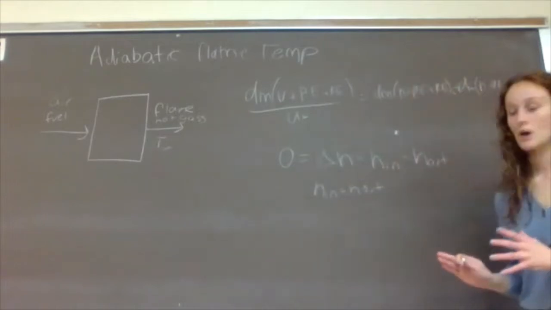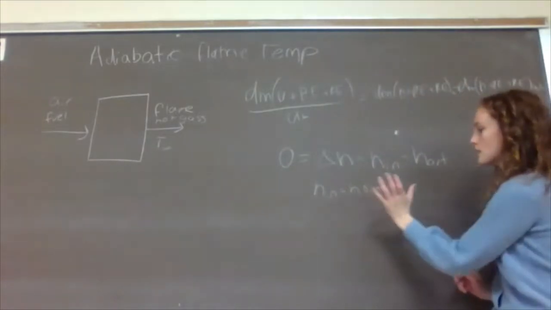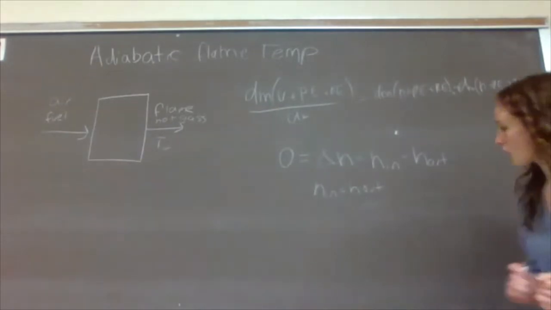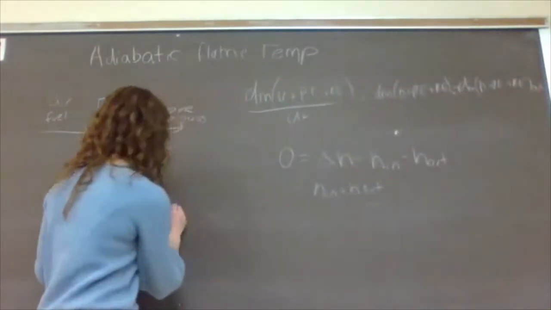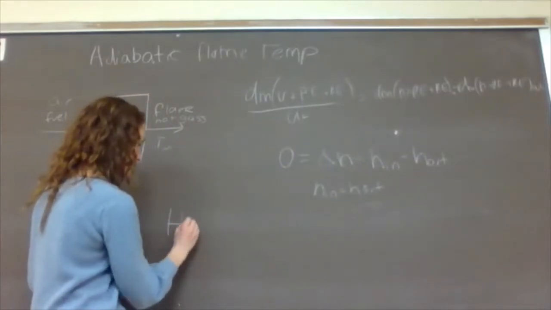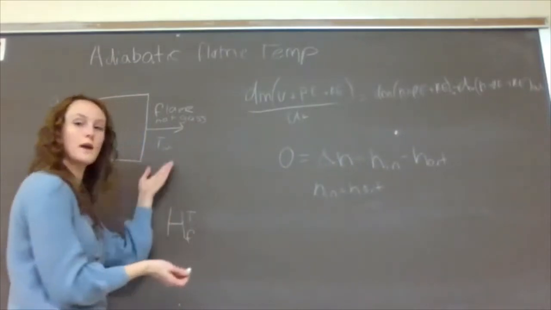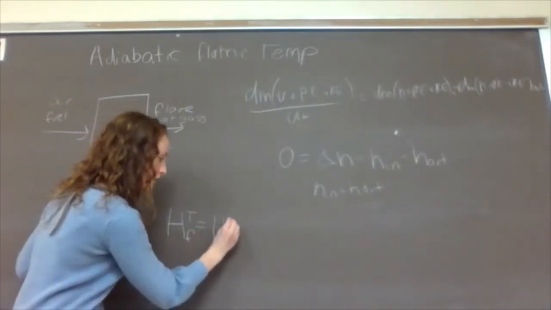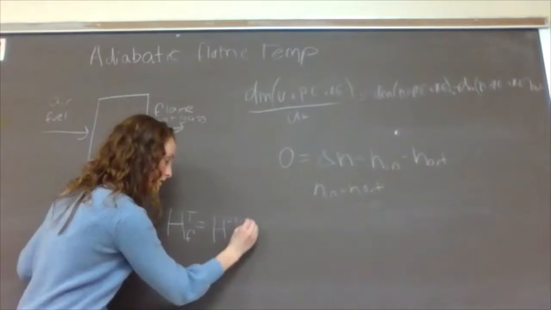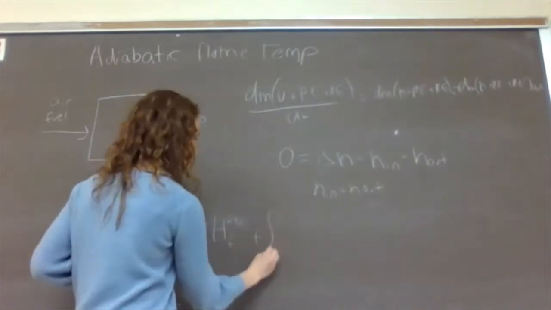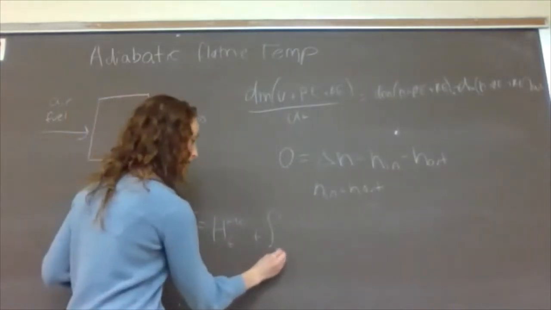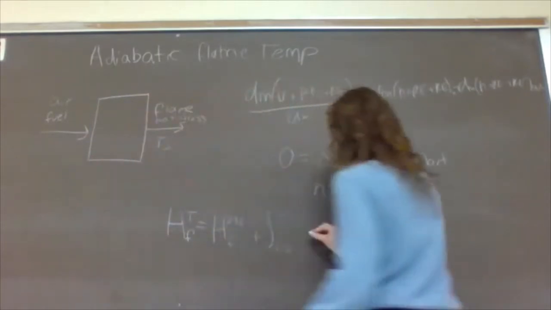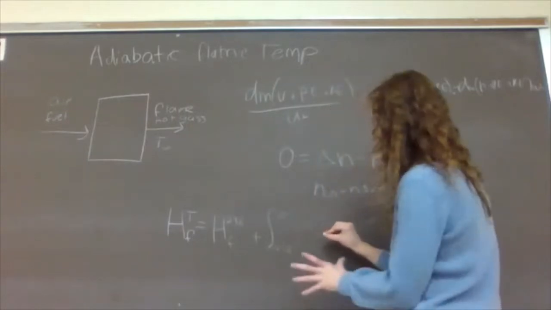All right. So, establishing that the enthalpy in equals the enthalpy out of the system, now we're going to incorporate temperature. We're going to say that the heat of formation of our flame at some temperature T, which is T out up here, equals the heat of formation of our flame at 298 Kelvin plus the integral from 298 to T of the specific heat capacity.